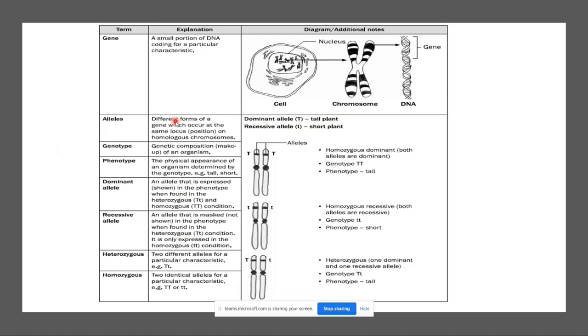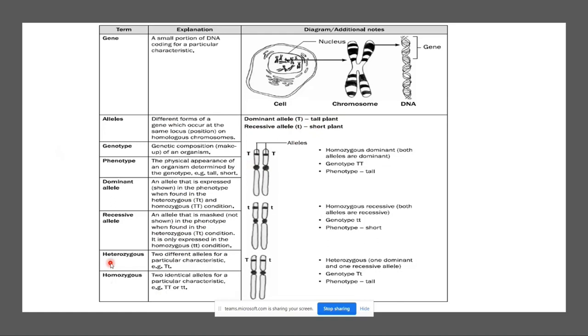So we speak of a gene, meaning it is DNA coding for a particular characteristic. For every gene, we have different forms of the gene, and those different forms are referred to as alleles. If the two alleles are the same, we say the organism is homozygous. If the two alleles are different, we say the organism is heterozygous. They will indicate this in an exam, as we'll see later on in questions.